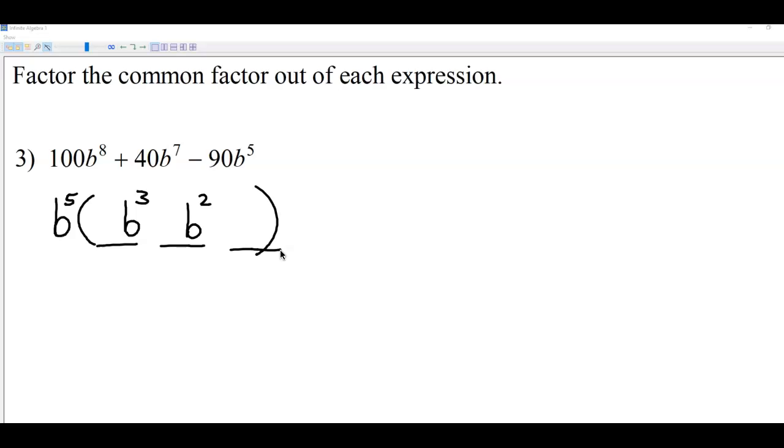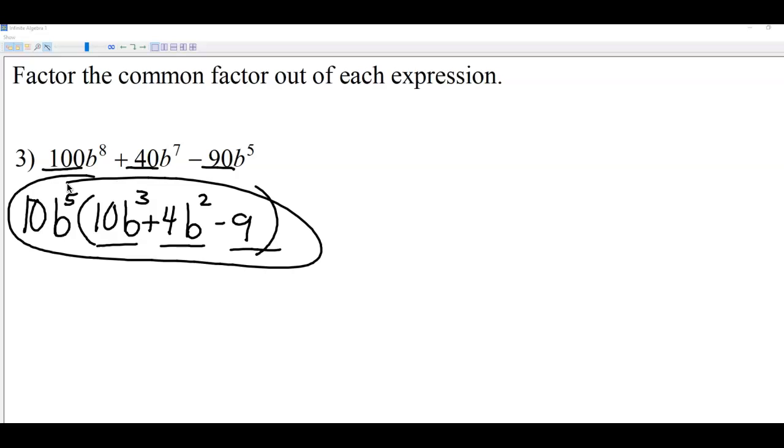All right, next question. Jan, what's the biggest number that divides into 100, 40, and 90? 10. So if I divide 100 by 10, I get 10. If I divide 40 by 10, I get 4. And if I divide 90 by 10, I get negative 9. And that's it. That's our GCF method. So anytime you're factoring a polynomial, that's the first strategy you'll use, is always look for a GCF first. But once again, today, we're looking at one strategy at a time. So we're going to leave GCF now and move on to one of our other factoring strategies.